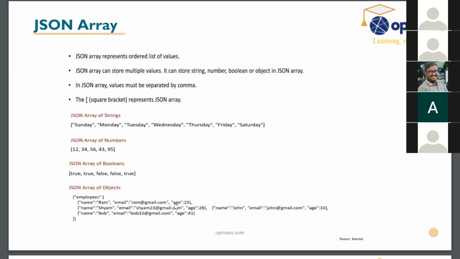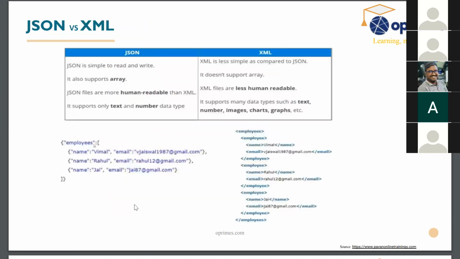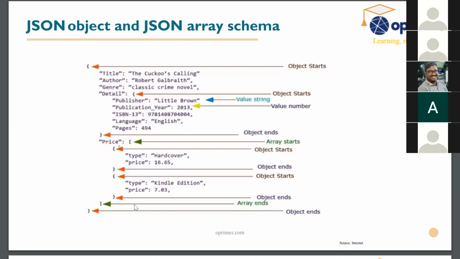An array is represented by square brackets and an object by curly braces. If we are referring to something inside an object, we can't refer to an array directly. But if we are pinpointing the object to a particular value, like employees, that can refer to multiple arrays. Here you can understand the clear picture. This is where the object starts and this is where the object ends. Inside the object we have multiple content, and this is where one of the objects is starting.